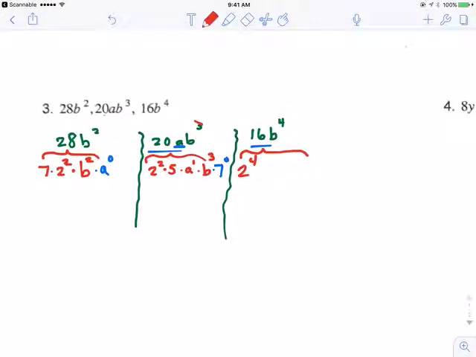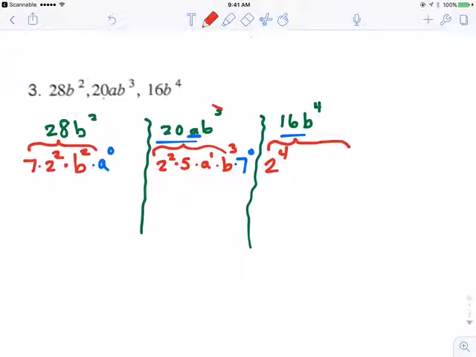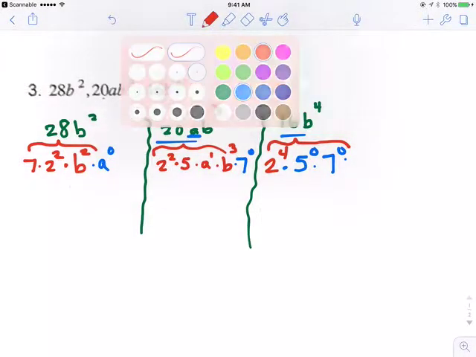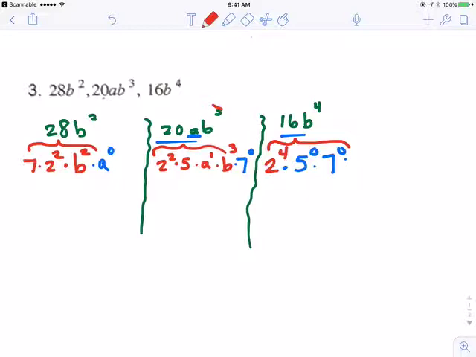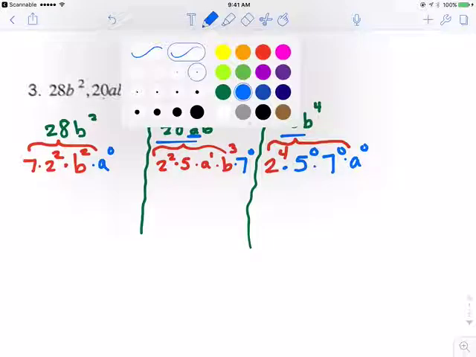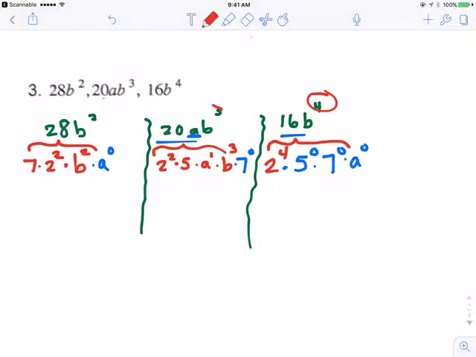Are there any other numbers that we need to write? Caesar? What do you think? Are there any other numbers that we need? Well, that's true, we need B, but what about the numbers? What do you think, Elizabeth? Yep. We need a 5 to the power of 0 and a 7 to the power of 0. And then my B, or do I need an A too? A to the power of 0. And then I need a B to the power of 4.